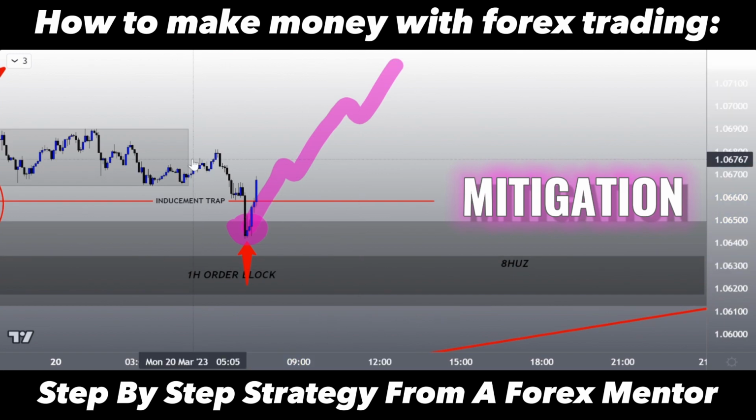Let's proceed. Now, this is what differentiates people who actually know what they're doing and people who are just entering zones because zones are there.